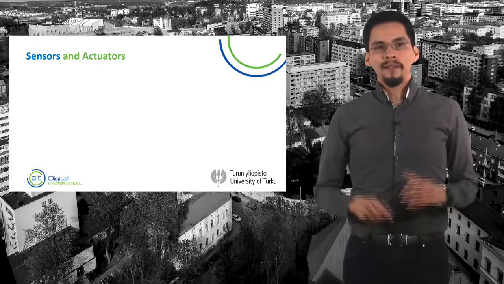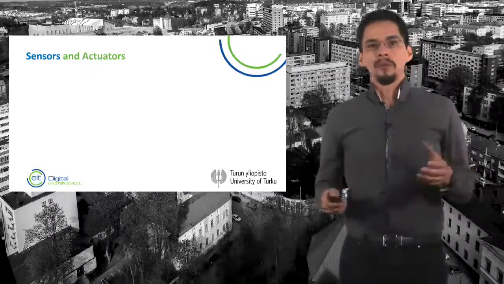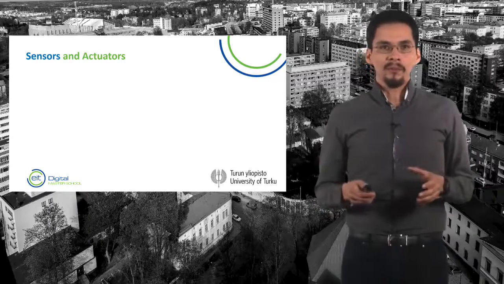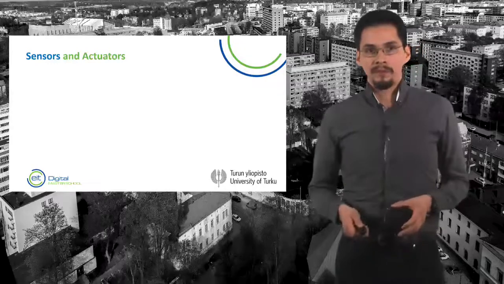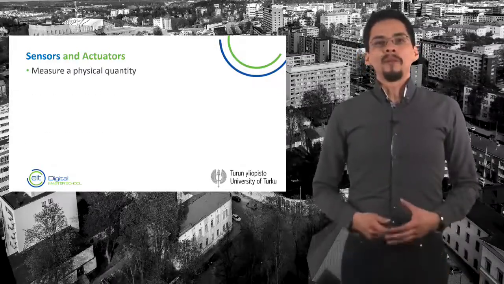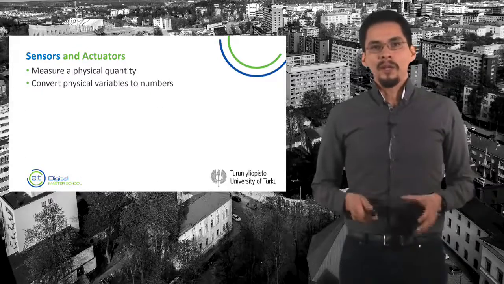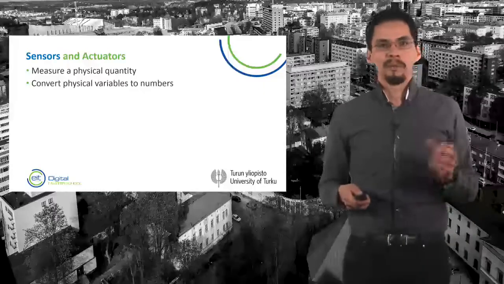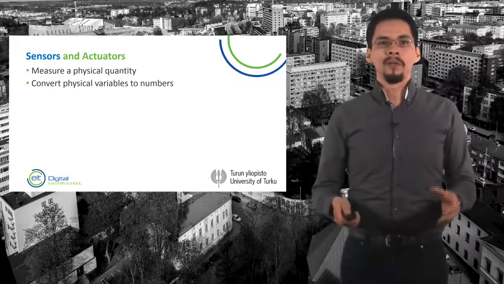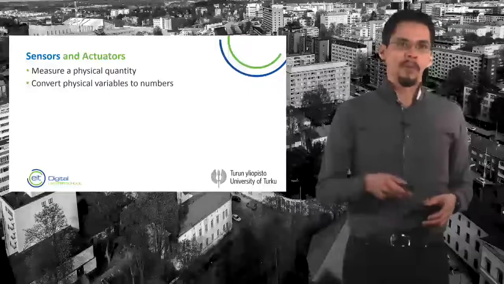Embedded systems deal with the real physical world. Physical quantities of the real world can either be used as input for the embedded system, or they can be altered by such systems. Sensors are meant for measuring physical quantities. In a sense, sensors help to convert a physical quantity, such as, for example, temperature, pressure, or acceleration, into a number. So sensors map a physical value to a number.